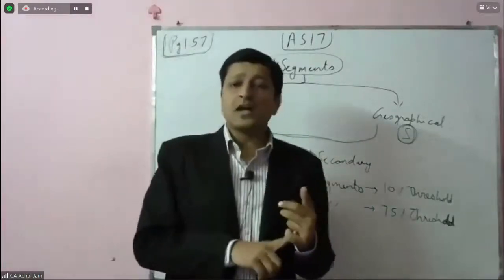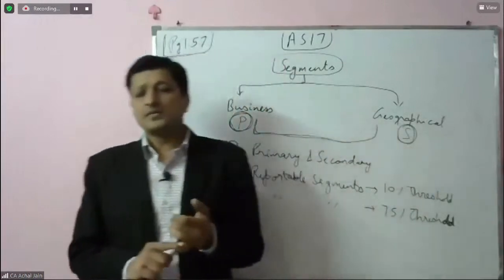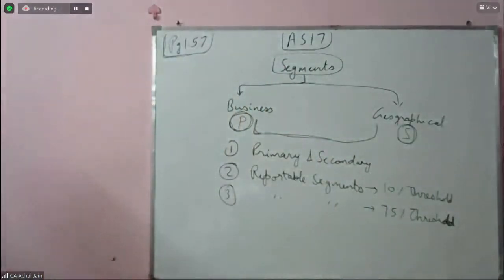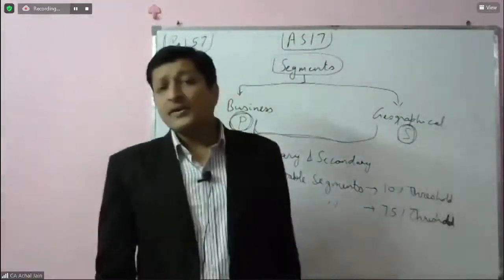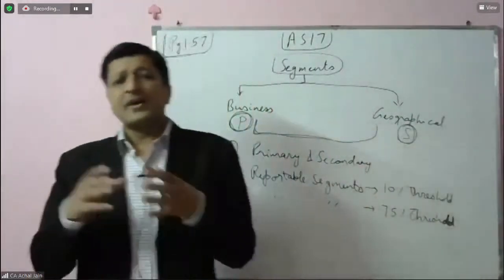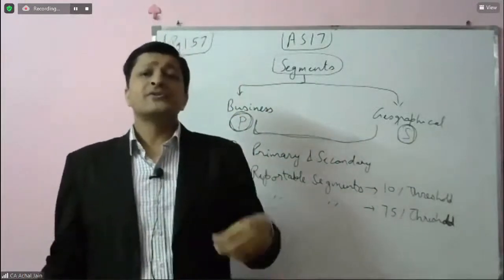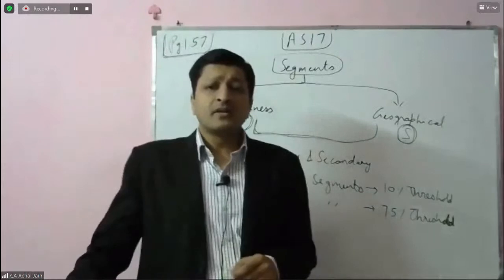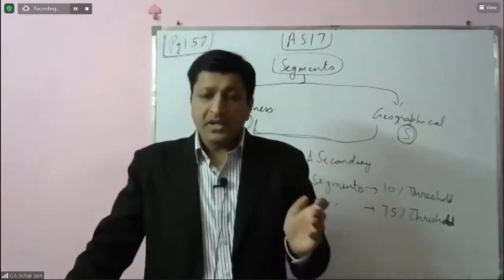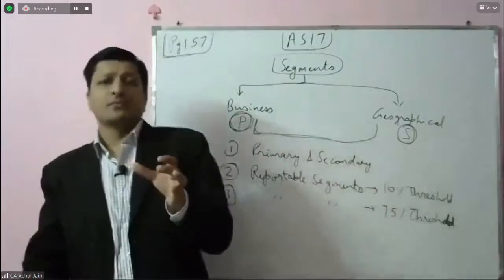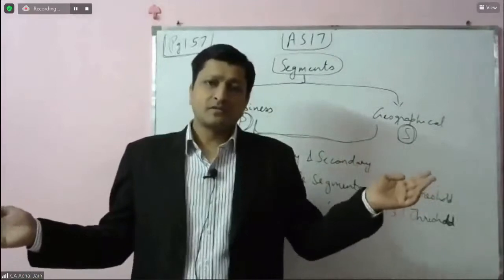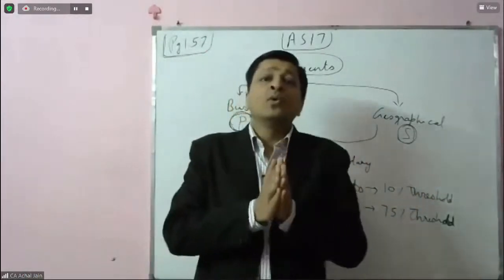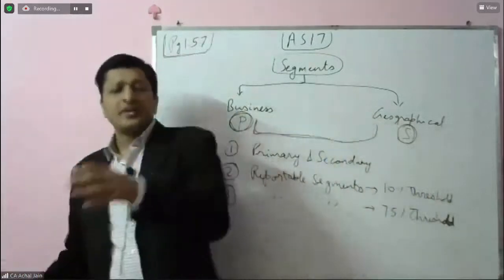So segment assets are required to be disclosed, segment liabilities are required to be disclosed, segment revenue is required to be disclosed, segment results are required to be disclosed. And you will be thinking, sir, in a way, it would mean preparing a separate financial statement or separate balance sheet and P&L for the segment. The answer is yes. In a way, you will require that complete information of the financial statement bifurcated into various segments. So you can say company will have to bifurcate its financial statements into various segments.